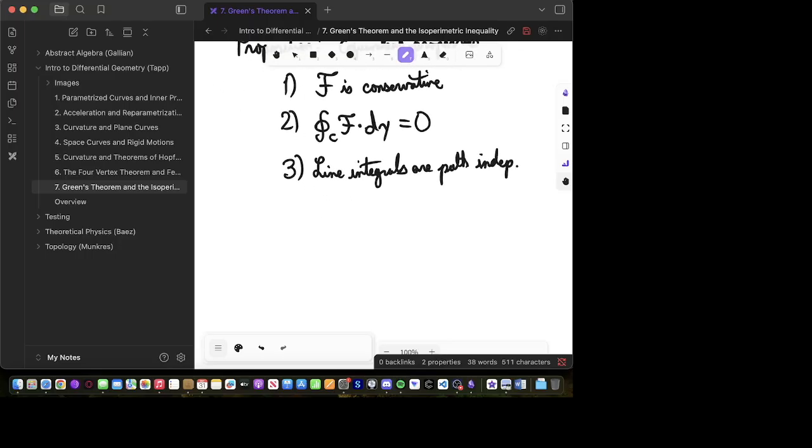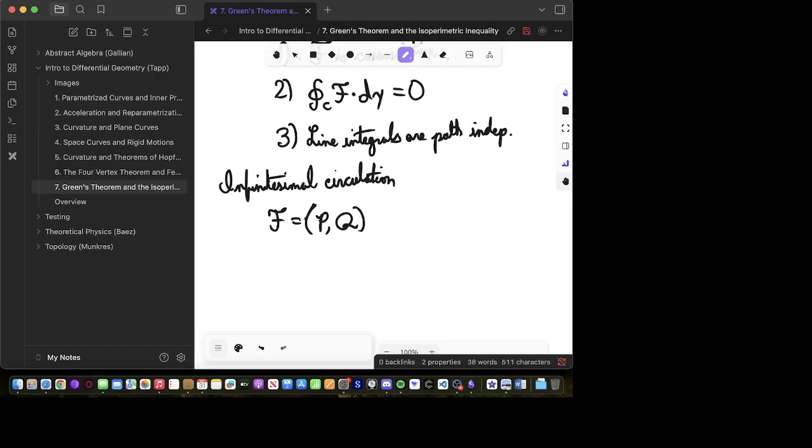So now we get to the infinitesimal circulation. If we have a vector field PQ, and this is a two-dimensional vector field, then the infinitesimal circulation is going to be the derivative of Q with respect to X minus the derivative of P with respect to Y. So keep in mind this notation is basically this.